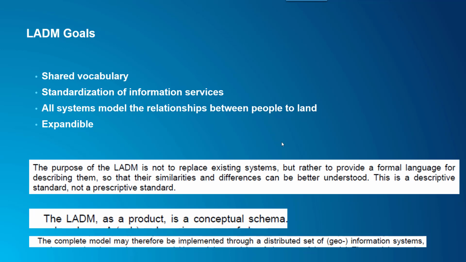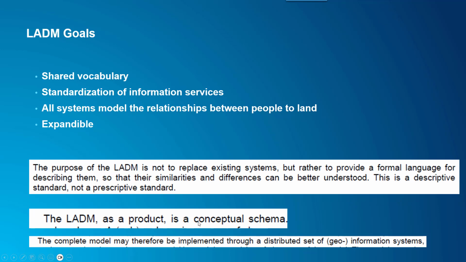And a few phrases from the standard. It's not to replace existing systems, but rather to provide a formal language describing them. So we're talking about ontology and terminology and how to describe systems. You can also use it to talk about the similarities and differences between those systems. It is a descriptive standard, not a prescriptive standard, so that's important.